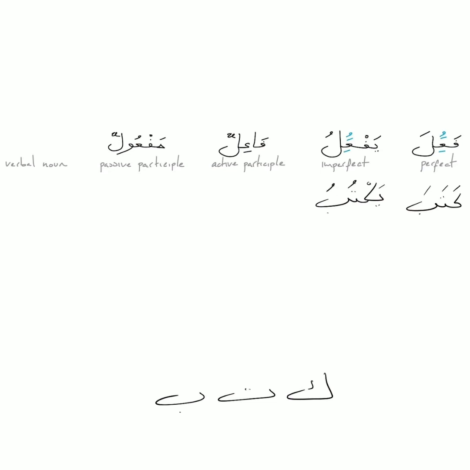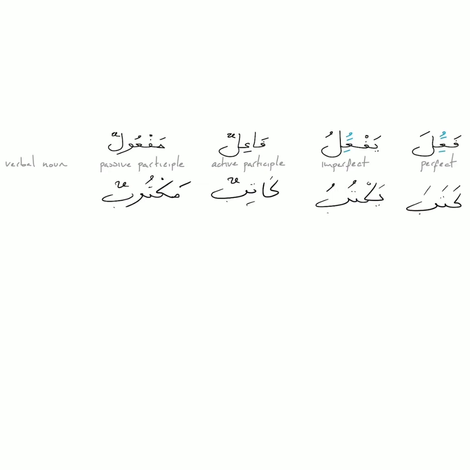If you plug it into the fa'ilun pattern, it becomes katibun, which means a writer. If you plug it into the maf'ulun pattern, it becomes maktubun, which means written. And let's leave the verbal noun blank for now, yeah? Because the verbal noun doesn't have a fixed pattern. Let me do another example so you can see what I mean.